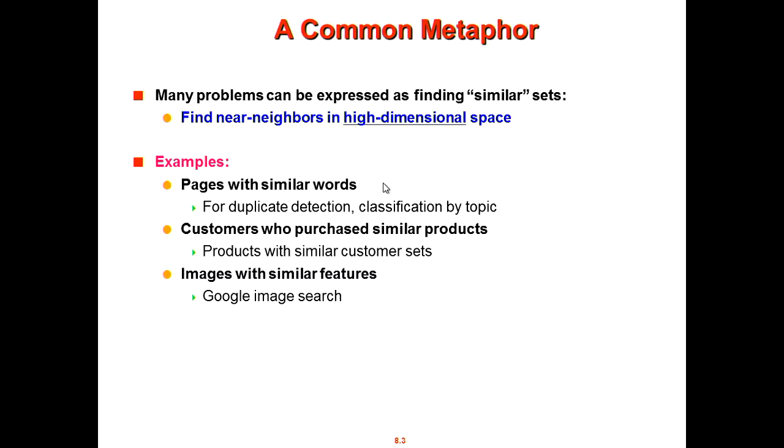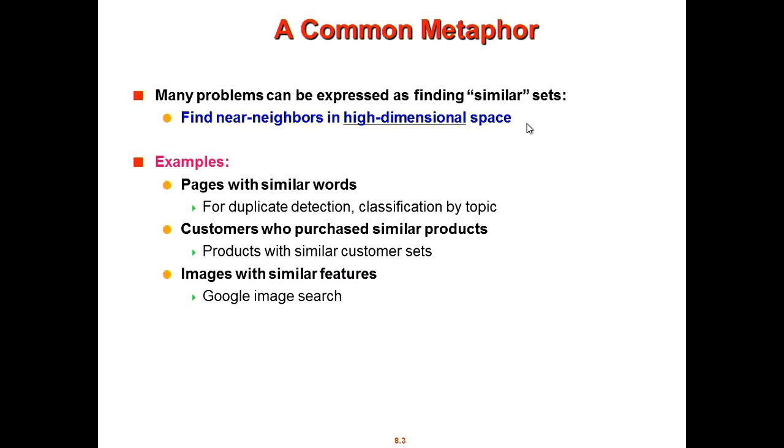For documents, finding similar documents can be used for classification or for duplicate detection. It can also be used to find similar customers with similar purchase histories, which means the users have similar interests or similar tastes. So we can do some kind of recommendation based on this. Image detection can also be one of these problems. Images can be expressed by features, so it's also high dimensional data.